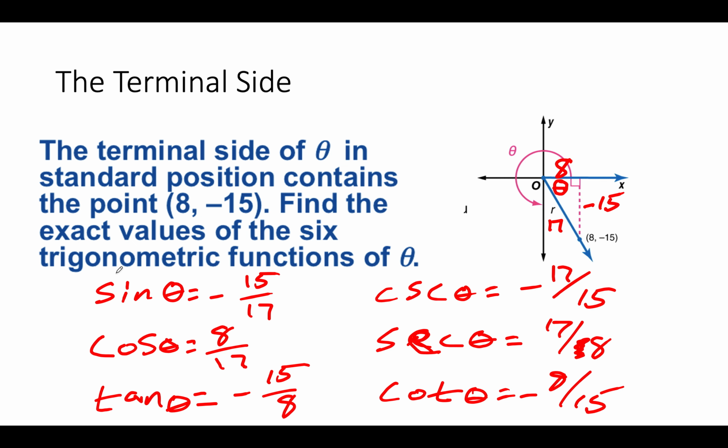And remember, can't forget, the sine and the cosecant start with different letters, and the cosine and the secant start with different letters, and that's a great way to remember which one goes with which. And then tangent goes with cotangent, and if you can't make that association, I'm not sure how much I can help you.